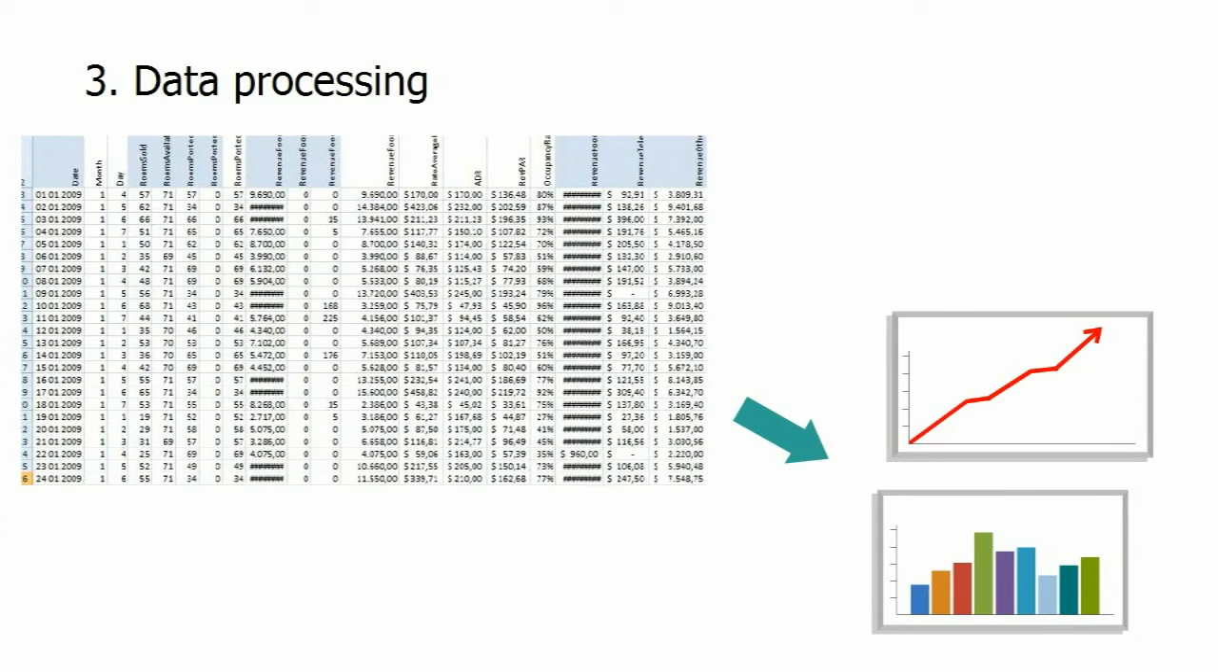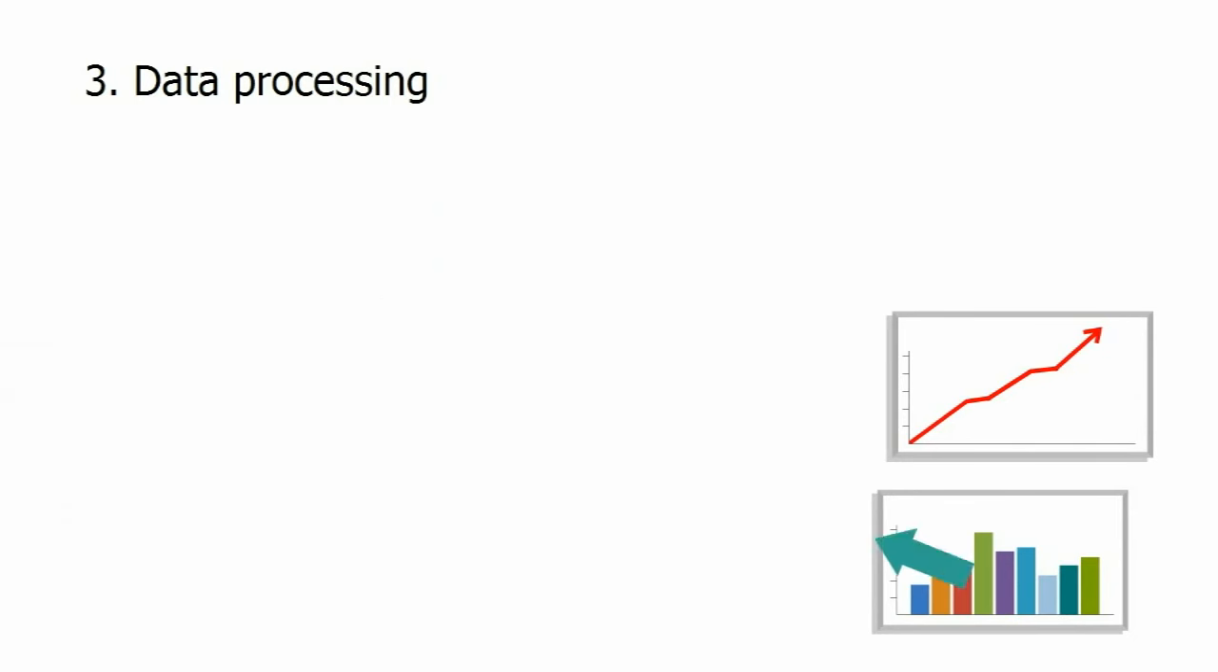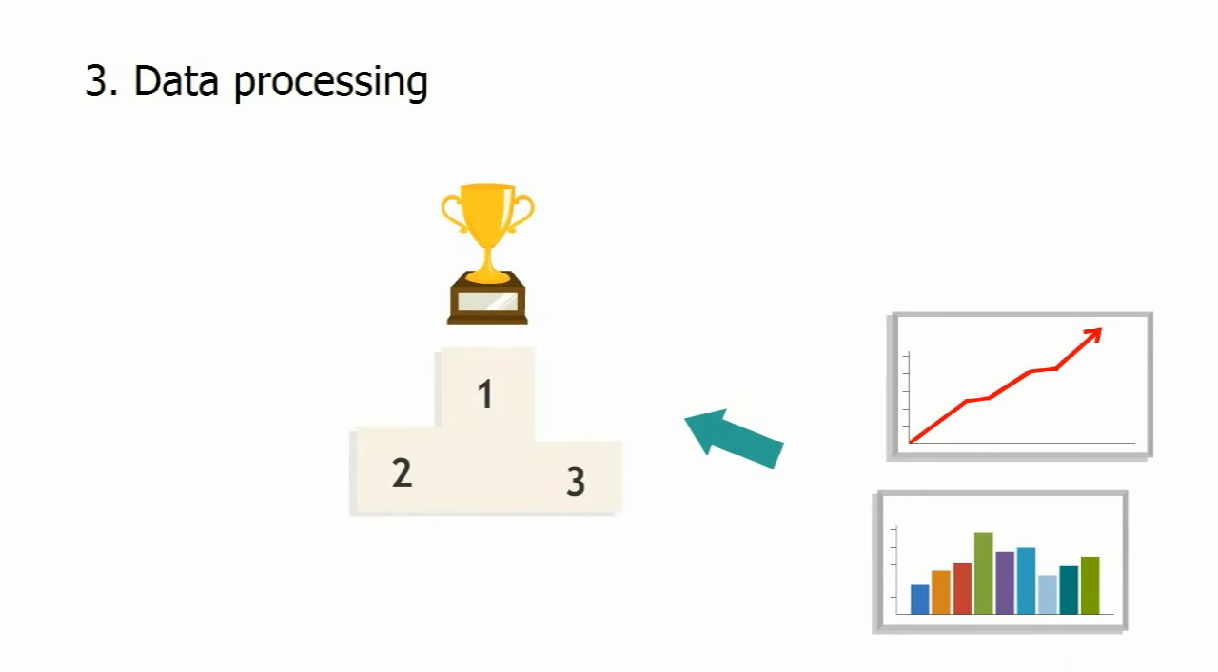Converting raw data into meaningful information is what experts call as data processing. This is an important function of MIS, as information is the core necessity for achieving competitive advantage.